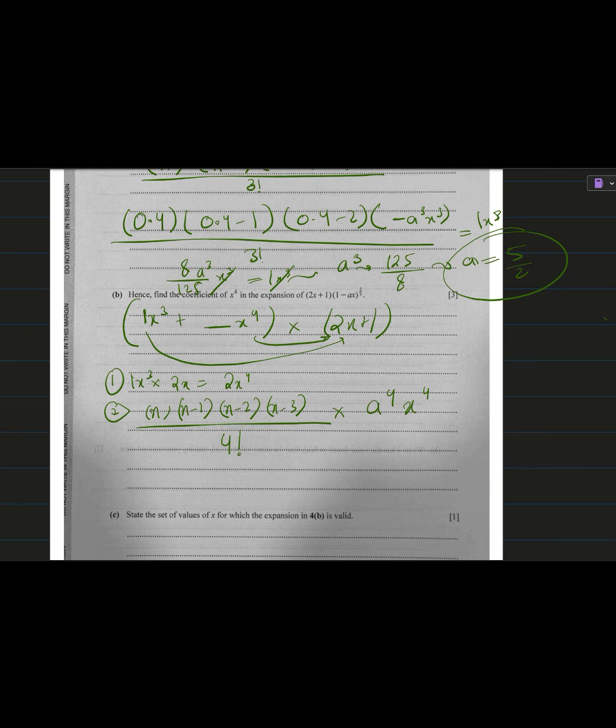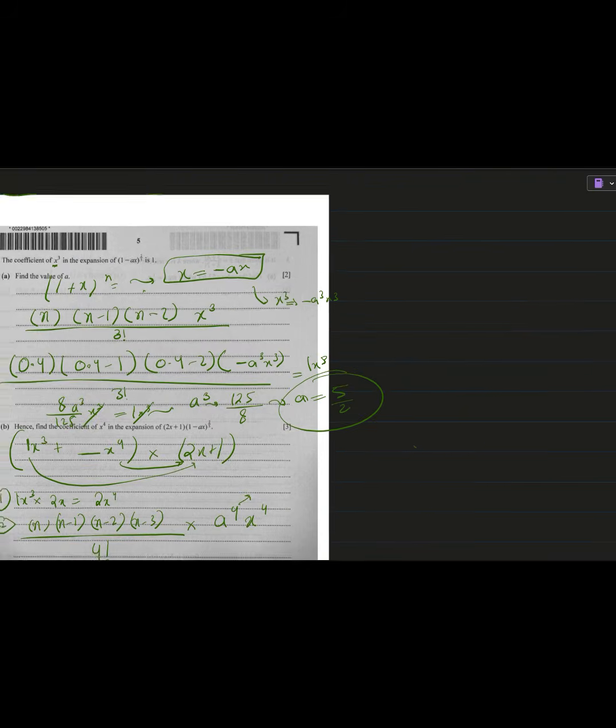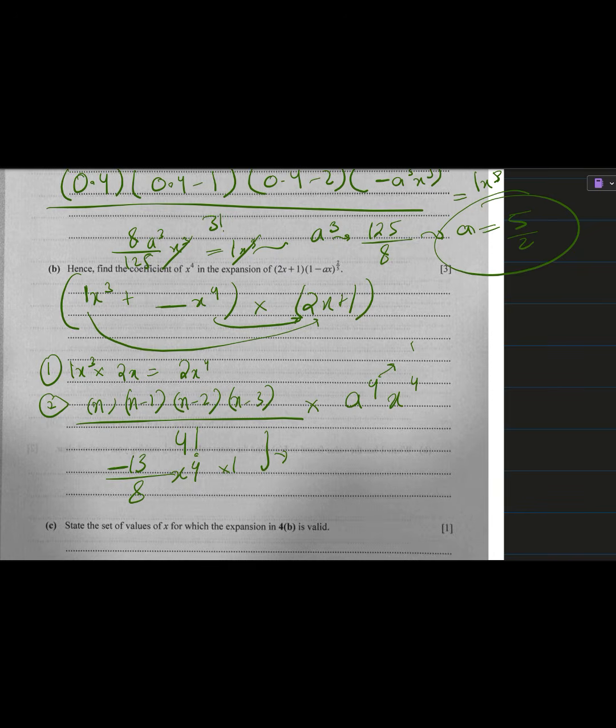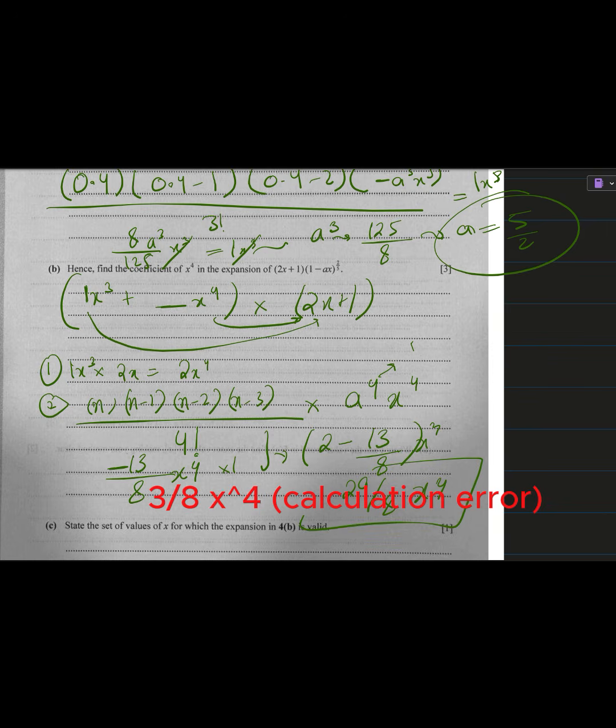It would be minus 26 divided by 625 and we will multiply it by a power 4. So multiplied by 2.5 power 4. So it will be minus 13 over 8 x power 4 and we will multiply it by 1. So our total coefficient will be 2 minus 13 over 8 x power 4, and if we simplify that, the answer will be 29 over 8 x power 4.